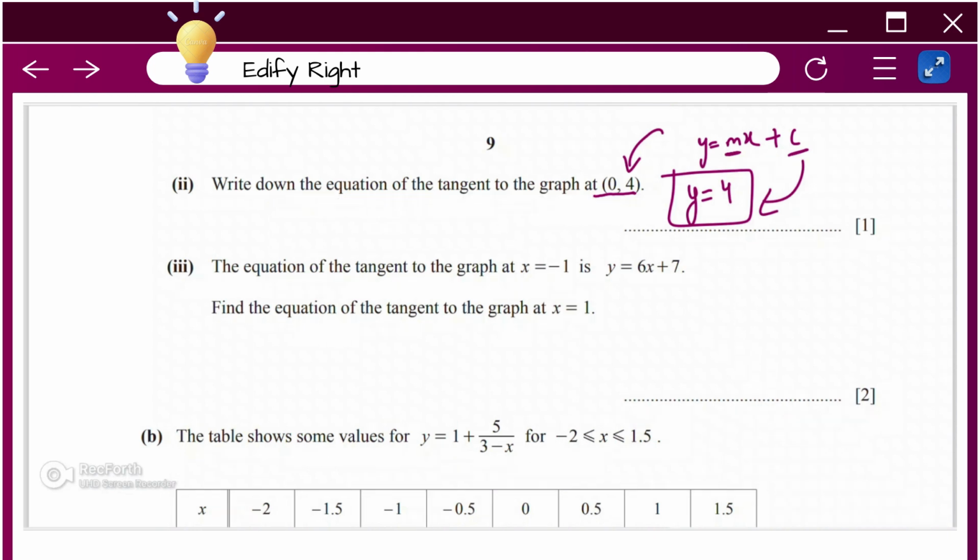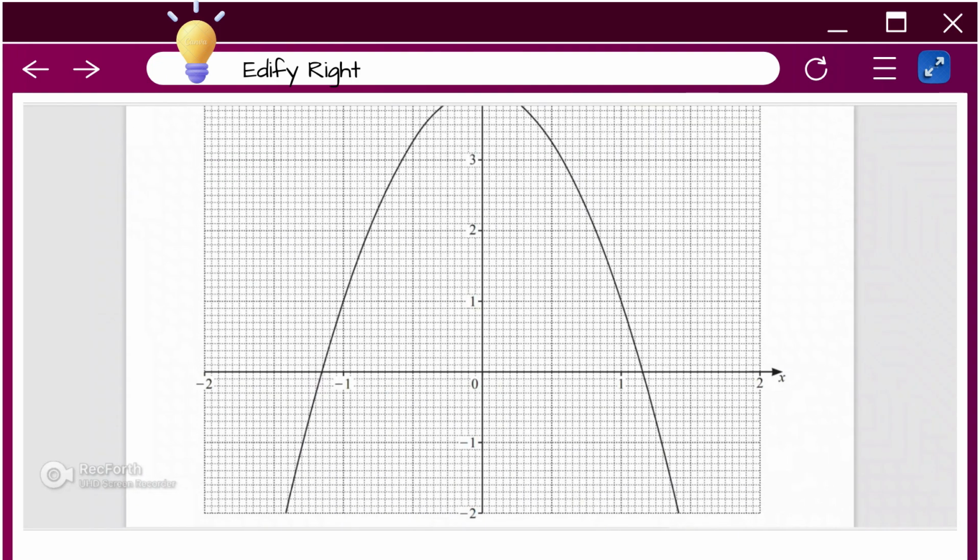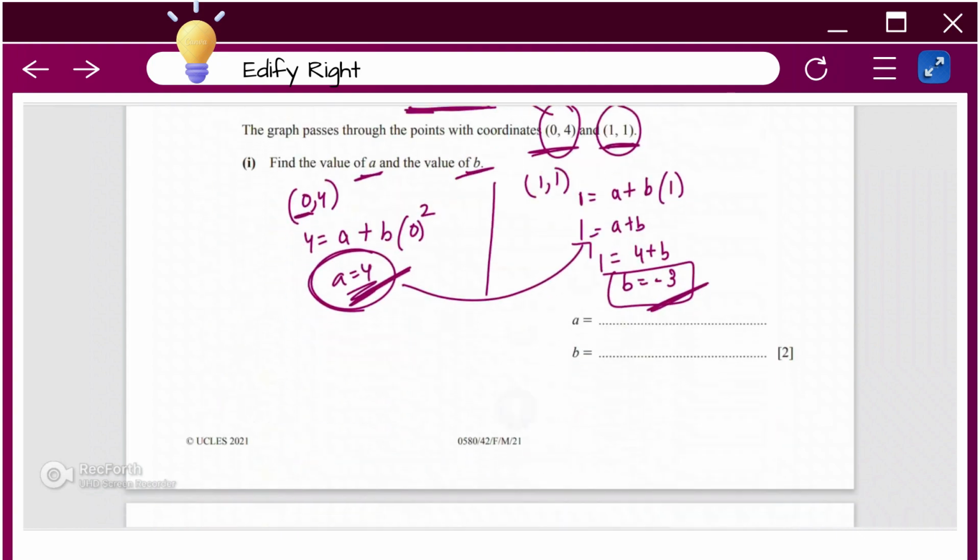Next, the equation of the tangent to the graph at x equals minus 1 is y equals 6x plus 7. Find the tangent to the graph at x equals 1. Again, this is pretty straightforward. If you look at the graph over here, this is symmetrical about the y-axis, which means the left side of the y-axis is similar to the right side of the y-axis.